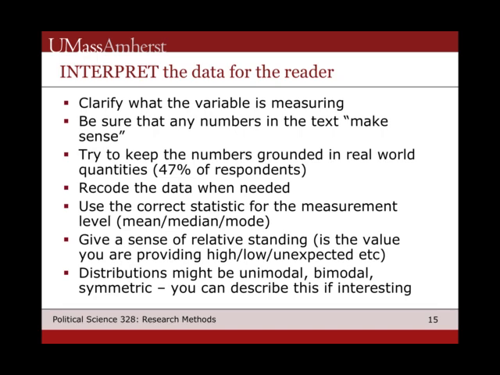Now, in addition to some of these more mechanical things, a lot of what you're going to need to be thinking about is how you interpret the data for the reader. So again, you're going to be clarifying what the variable is measuring, as we discussed in the earlier slide. You need to make sure that the numbers in the text make sense. So for example, you don't want to give a mean of something like gender. You don't want to say the mean of gender is 0.56. That doesn't make sense. There's no such thing as 0.56 of a woman or a man. You want to say 56% of the respondents were female, and the remainder were male. That would be a way to make sense of the numbers you're reporting.